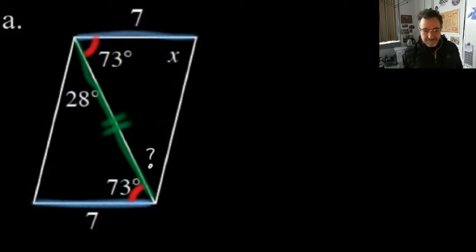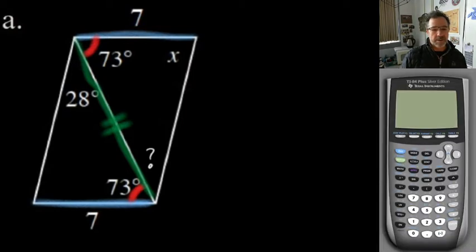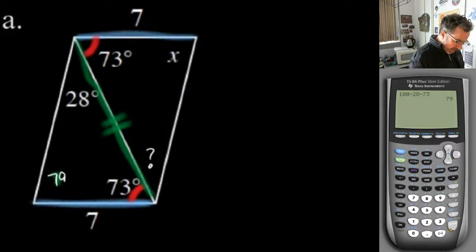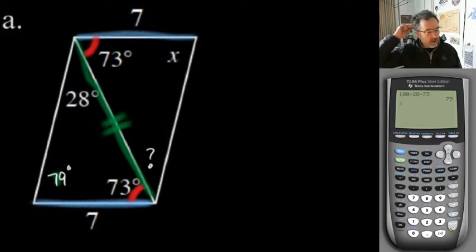Now, because of that, I don't need to know it. Well, I do know what that angle is now, don't I? Let me use the calculator. If I take 180 and take away the 28 and subtract the 73, I get the missing angle right here. That has to equal 79 degrees, because the three angles in a triangle have to add up to 180.